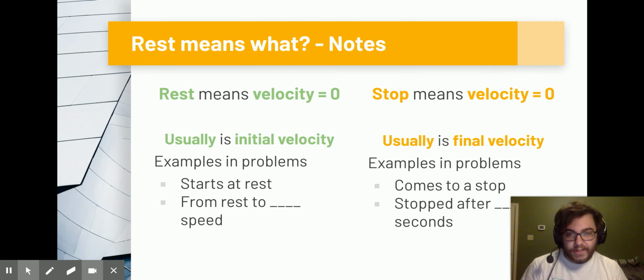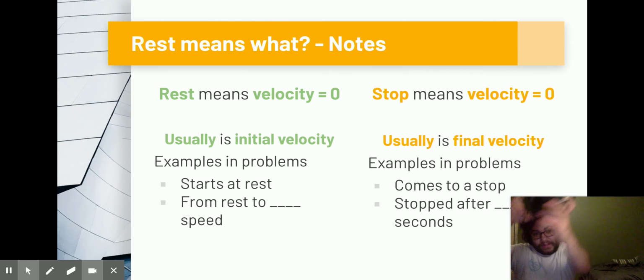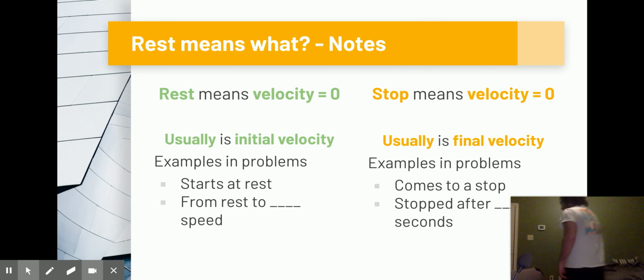So rest means that there is no motion happening. And I'm going to even show it. So I can walk around my room, walking back and forth. You don't even see me. I'm leaving the screen. And then I come to a stop. All of a sudden, I am now at rest because I stopped moving. My velocity is 0. There is no motion happening. I'm just kind of standing here.